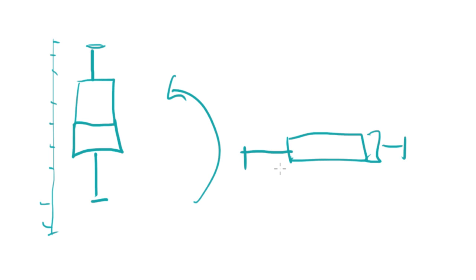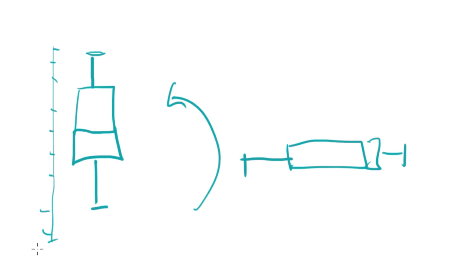So that's the horizontal one. Oh, and so your numbers would be ascending going up. So 0, 10, 20, 30, 40, and so on. So this would be the minimum here. This would be the Q1. This would be the median. This would be the Q3, and this would be the maximum.